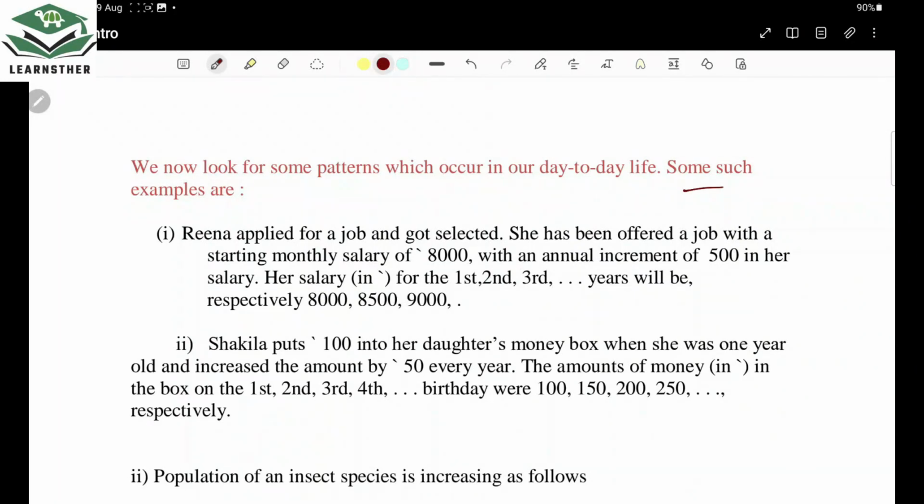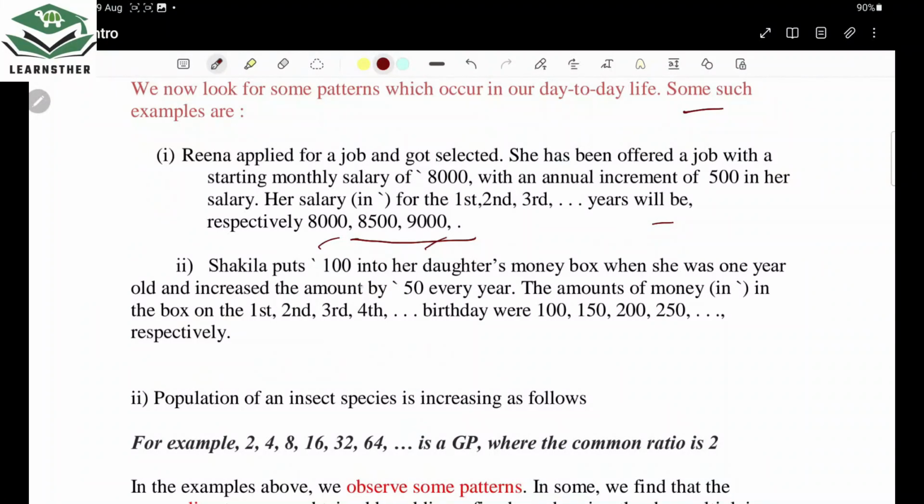Some such examples are: Rina applied for a job and got selected. She has been offered a job with a starting monthly salary of 8,000 with an annual increment of 500 in her salary. Her salary for the first, second, third years will be respectively 8,000, 8,500, 9,000. Okay. Again, see this example.